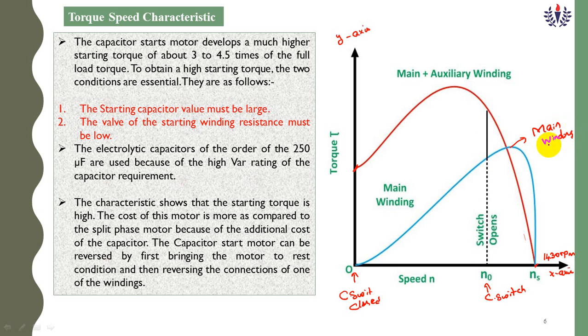There is no capacitor and no starting winding. So by using the main winding, we are getting torque from 0 to a maximum position, which is the full load torque. The curve is also a non-linear curve. It starts from 0, slightly increases, reaches a maximum, then decreases to reach the ns point.